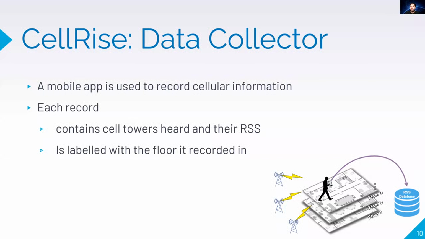The data collector module collects cellular signals at different floors of interest using a collector application installed on the user's phone. The app scans for the cell towers heard in the area of interest. Each scan represents cell information from up to 7 cell towers. This information includes the tower ID and its corresponding RSS. The data is labeled with the floor it is recorded in.